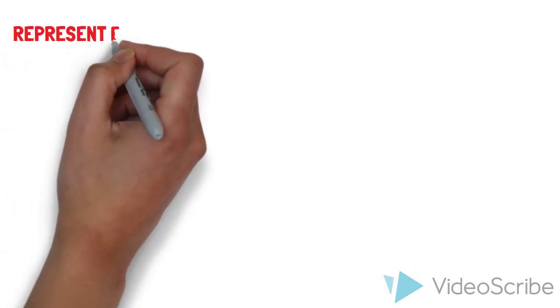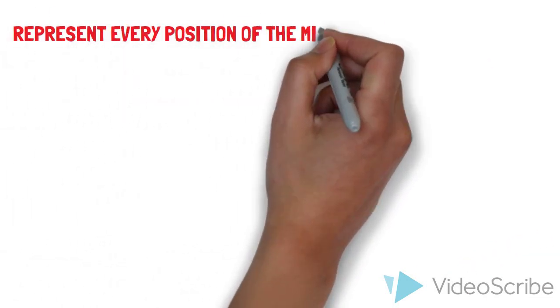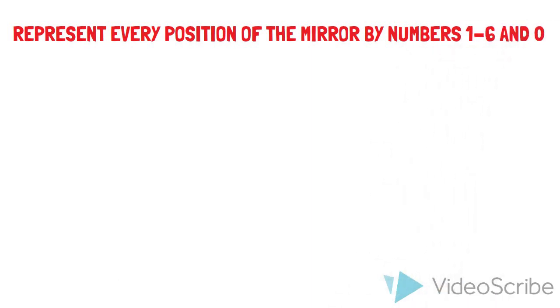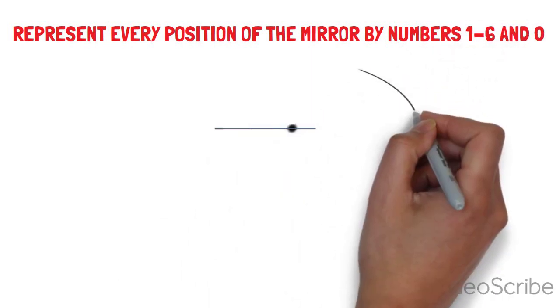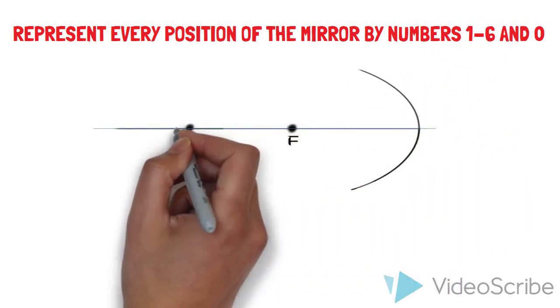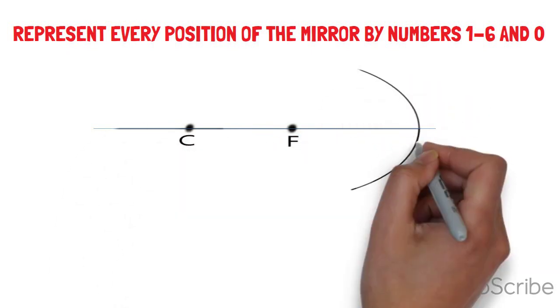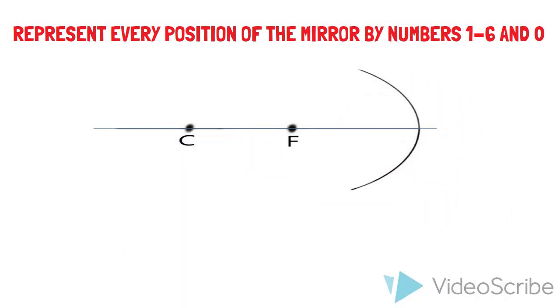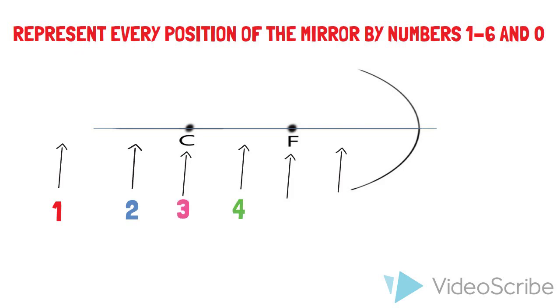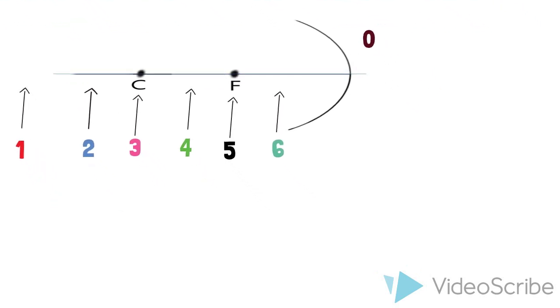The first step you need to take is to represent every position on your concave mirror by numbers 1 to 6 and 0. I'll show you what I mean by illustrating with a diagram. Now I'm going to show arrows pointing to the different parts of the mirror. This is what it looks like. And just below, I'm going to show what each of these points mean.